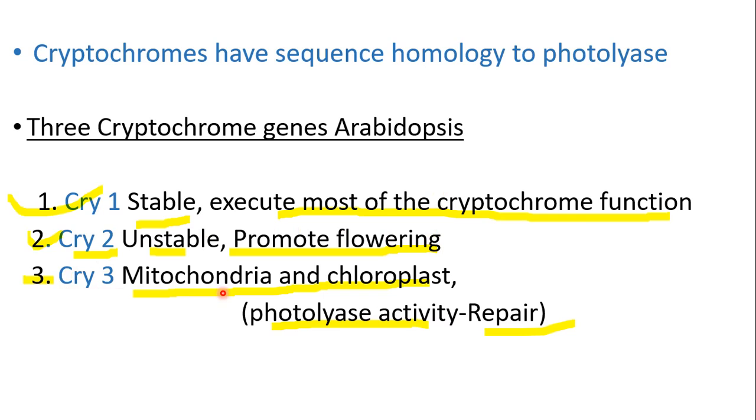Then Cry3 has photolyase activity, and not much is known about Cry3. It is present in mitochondria and chloroplast. Cry1 and Cry2 are present in the nucleus, and Cry3 is present in mitochondria and chloroplast.